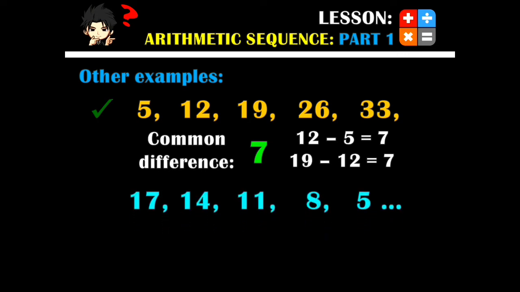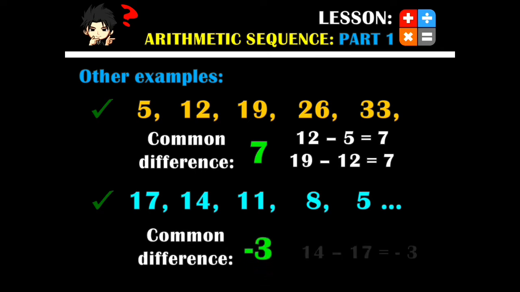How about this one? Is this also an arithmetic sequence? Yes, this is an example of an arithmetic sequence. Our common difference is negative 3. How? 14 minus 17 is equal to negative 3. 11 minus 14 is equal to negative 3. Also, we can say that the first example is a finite sequence and the second example is an infinite sequence.